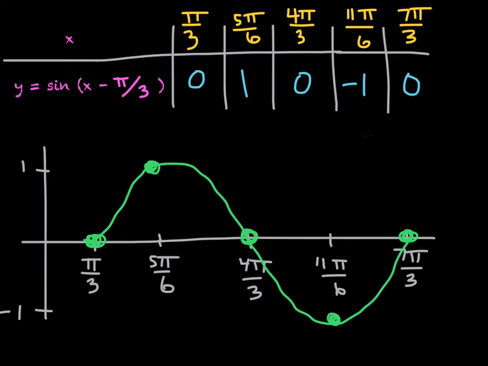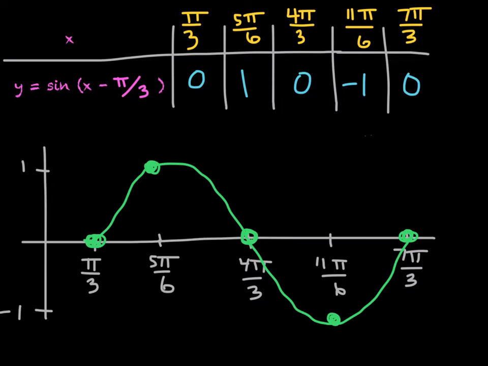This is exactly how the curve of our most basic sine function looks. The only difference is that it started pi over 3 units to the right because this is a phase shift. So basically the whole curve was shifted horizontally pi over 3 units to the right. The amplitude is still 1, right? Because the coefficient right here, it's invisible, but it is 1. So the amplitude is 1. The period is still 2 pi.